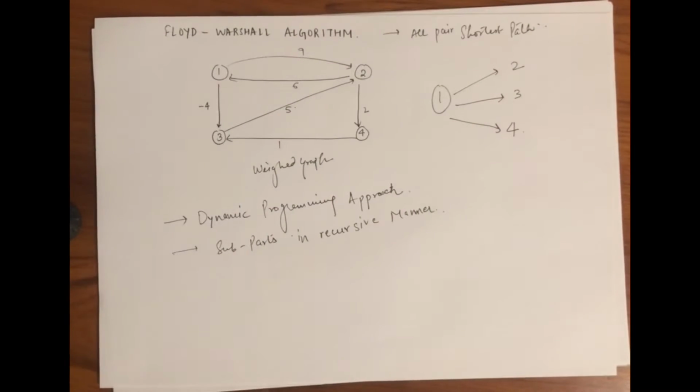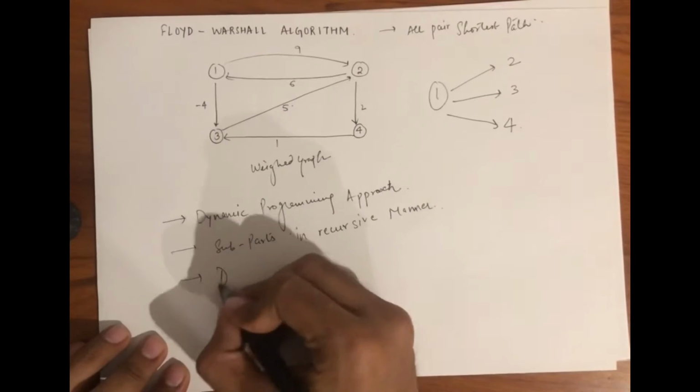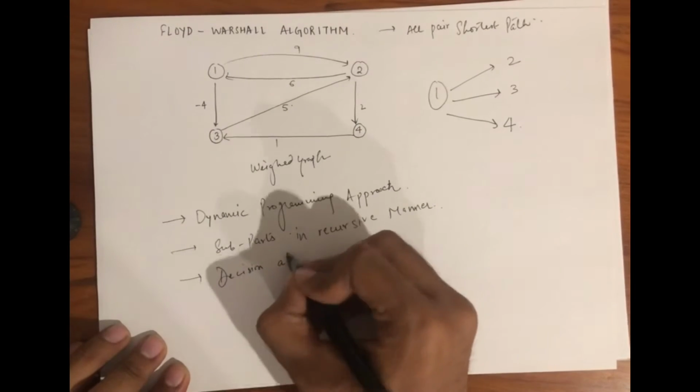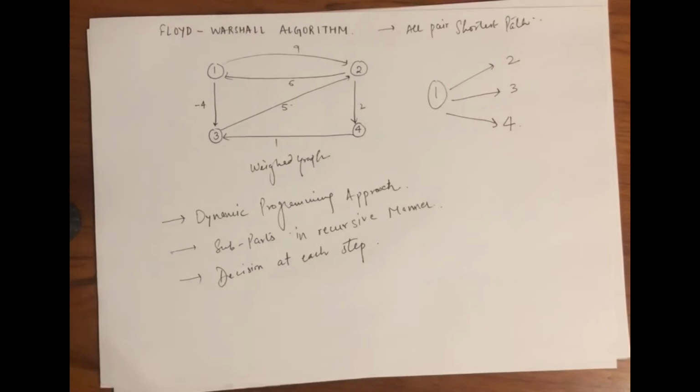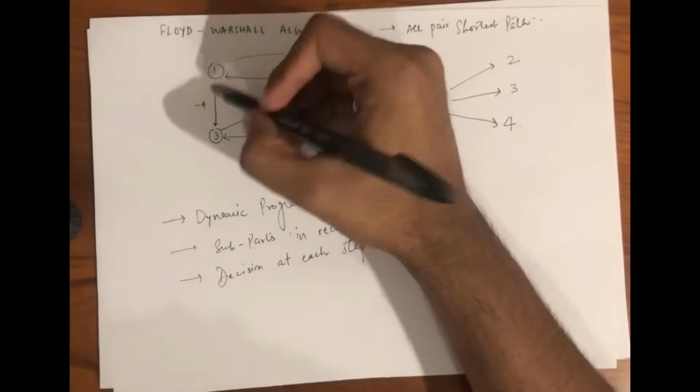So we can say in dynamic programming, some sequence of decisions needs to be taken, a decision at each step, and finally we'll get the result. One main point I want to discuss is that in the Dijkstra algorithm we can't take negative edge weights, but the Floyd-Warshall algorithm works with negative edge weights, like here it is -4.